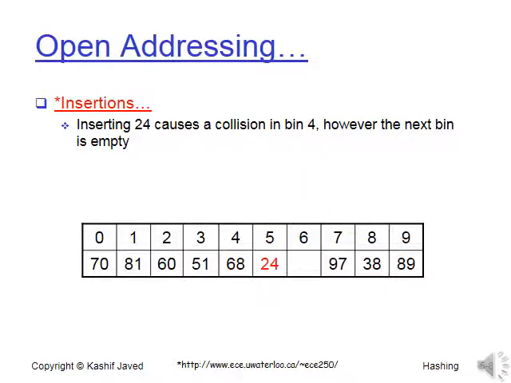Inserting 24 causes a collision in bin 4, since the least significant digit of 24 is 4. However, the next bin, which is 5, is empty, where it can be placed.